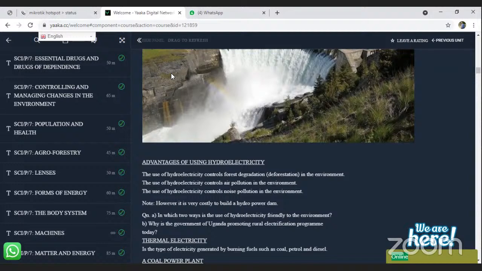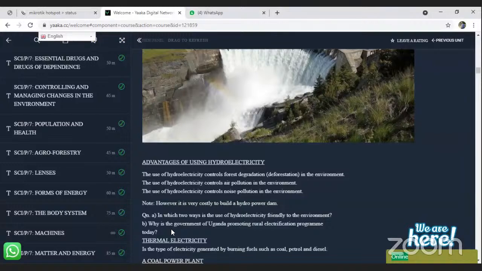In which two ways is the use of hydroelectricity friendly to the environment? The use of hydroelectricity controls forest degradation in the environment. The use of hydroelectricity controls air pollution in the environment. The use of hydroelectricity controls noise pollution in the environment. As simple as that. Then what if they ask you this question?